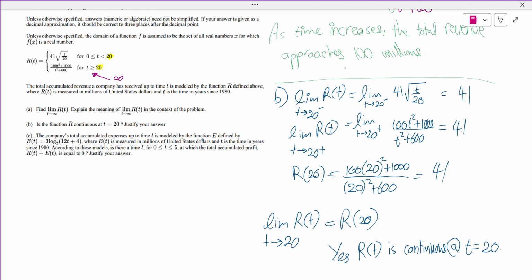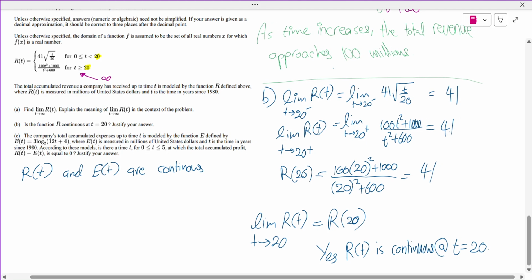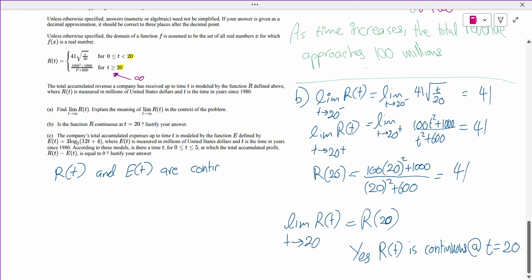So first of all, we need to mention that r of t, which is the given function on top, and e of t are both continuous on the interval, what interval? From 0 to 5. Why did we choose from 0 to 5? It's mentioned in the question here, right?